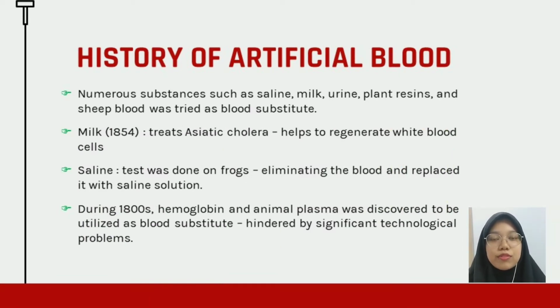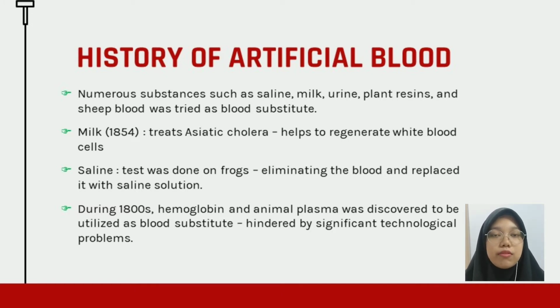Next, the history of artificial blood. Actually, medical practitioners have tried numerous substances like saline, milk, plant resins, urine, and also sheep blood as a substitute for blood. In 1854, milk was injected into patients to treat Asiatic cholera, which physicians believed helped to regenerate the white blood cells.